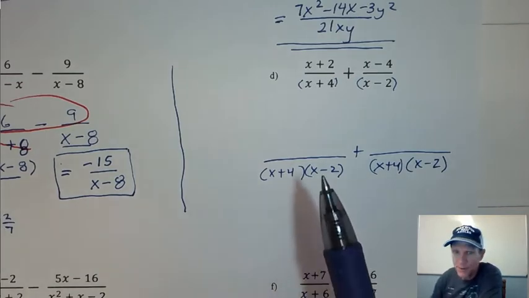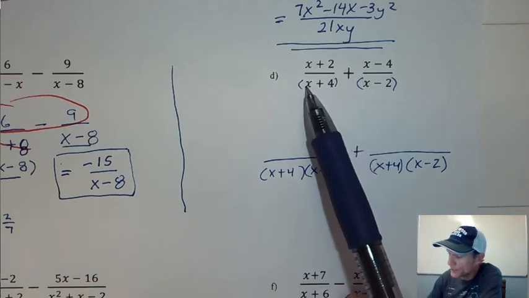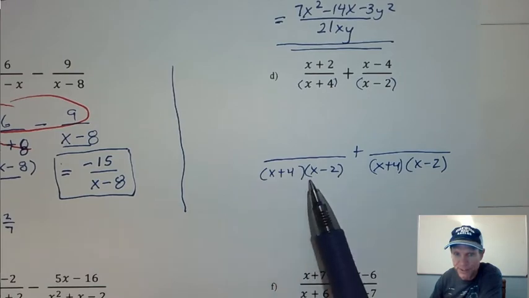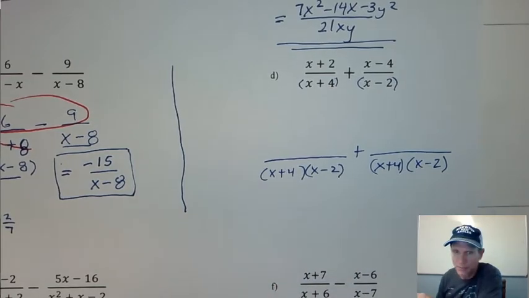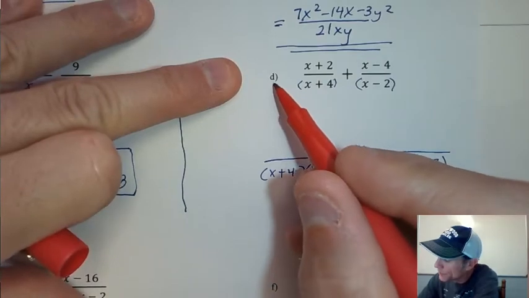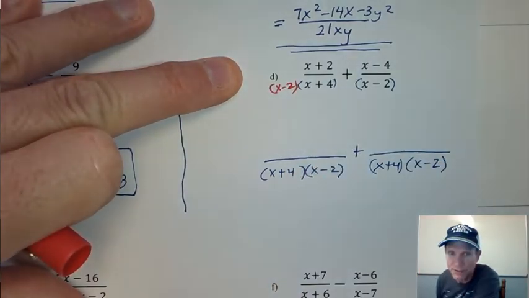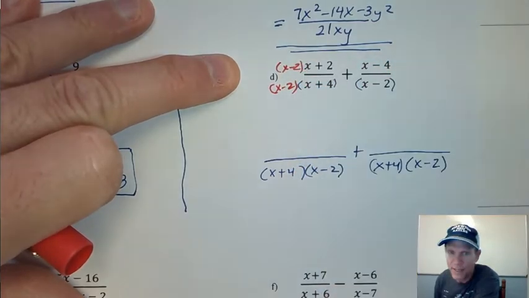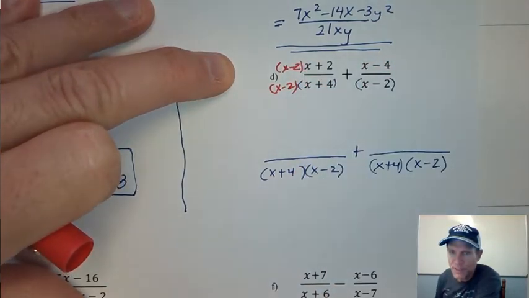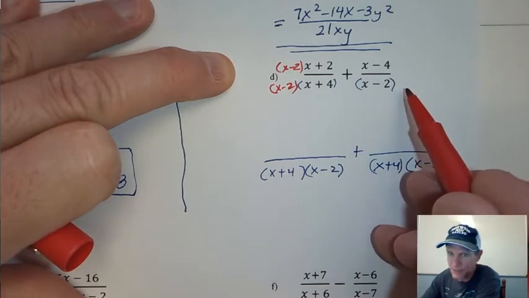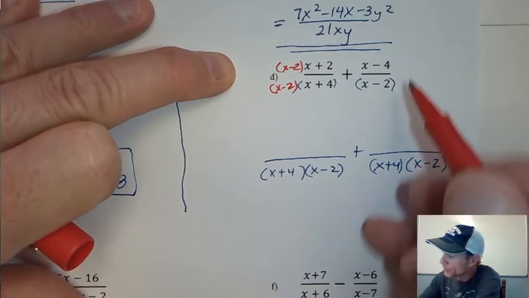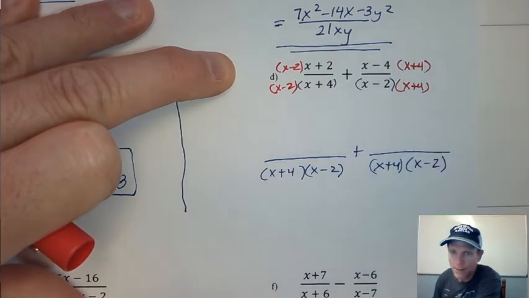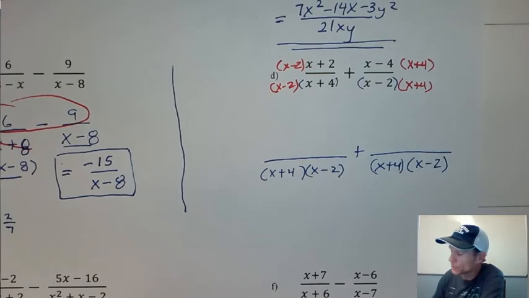So again, like the last video, I kind of asked myself, okay, what did I multiply by to get to this denominator? And what I multiplied by was x minus 2. And I'm going to just show this up here that I multiplied this by x minus 2. So I'm going to have to multiply this numerator by x minus 2 also. And then on this side, the second rational expression, I multiply by x plus 4. And so I'm going to show that over on my second rational expression.